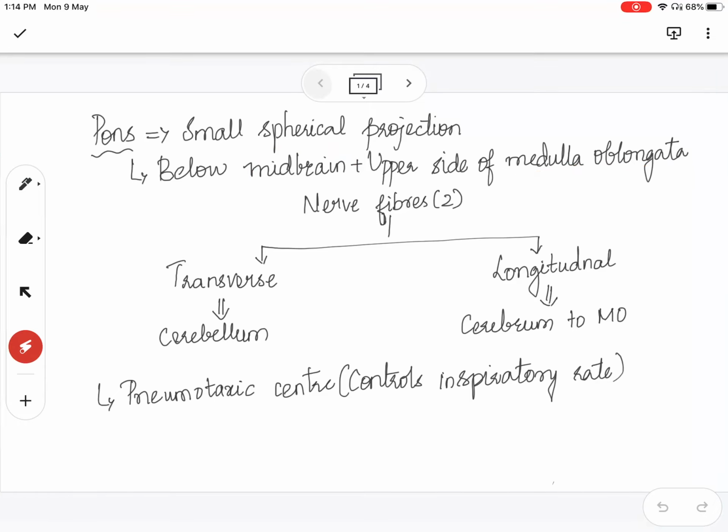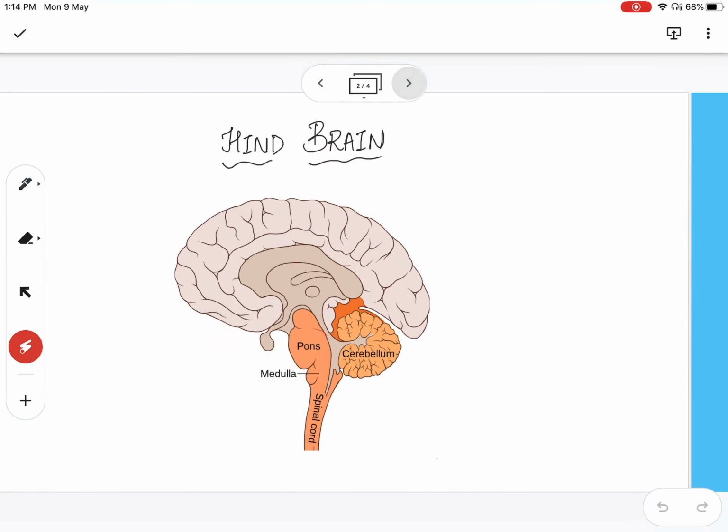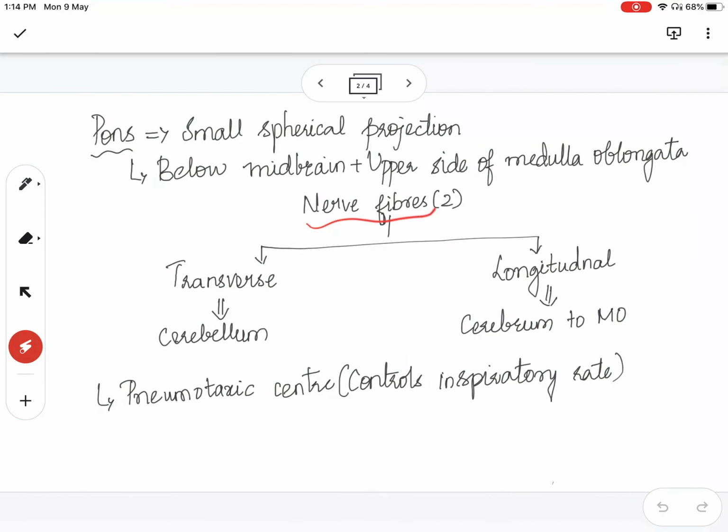Now, here when you take a section of this particular pons region, you come across two different types of nerve fibers. What are those? One is transverse nerve fibers, the other one is longitudinal nerve fibers. Now, what are the functions of these nerve fibers? These nerve fibers ensure that there is a proper connection between these structures which are present in the hindbrain region. Like for example, starting from the transverse nerve fiber, this transverse nerve fiber is going to connect with the cerebellum, whereas longitudinal nerve fiber is going to connect cerebrum to medulla oblongata.